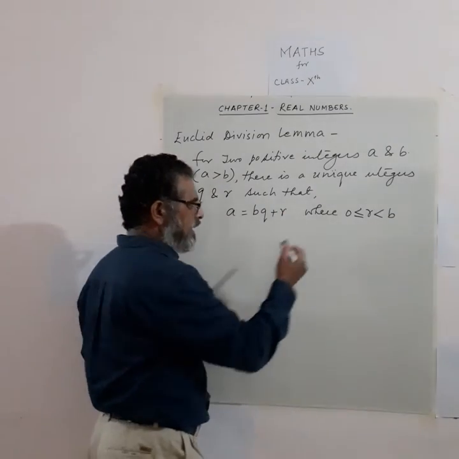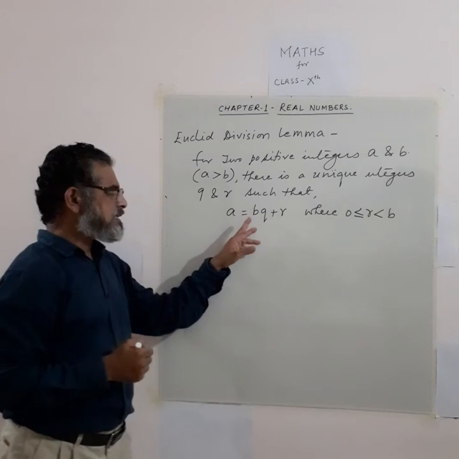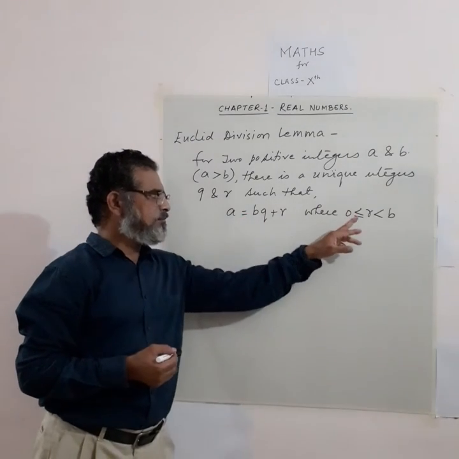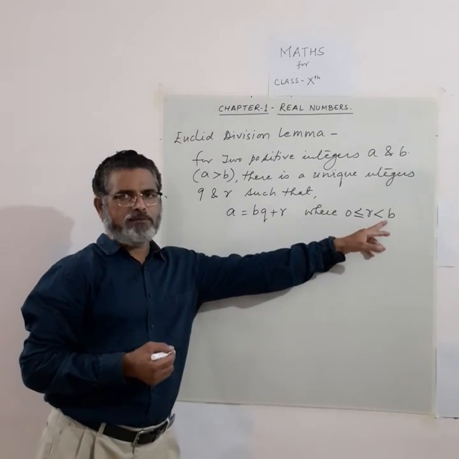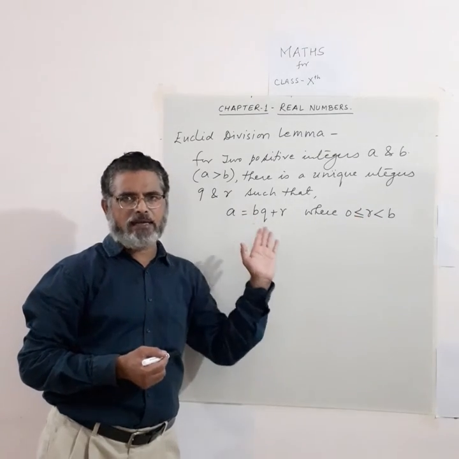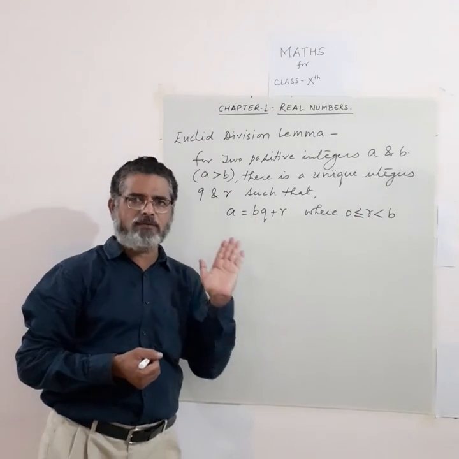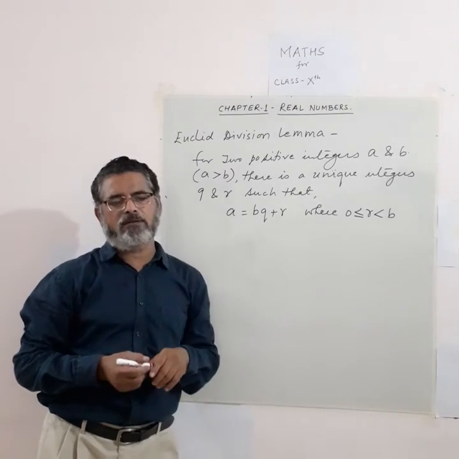So the value of r lies between 0 and b, but r is never equal to b. It is less than that, meaning it is less than the divisor. The remainder is always less than the divisor, or it is equal to 0.